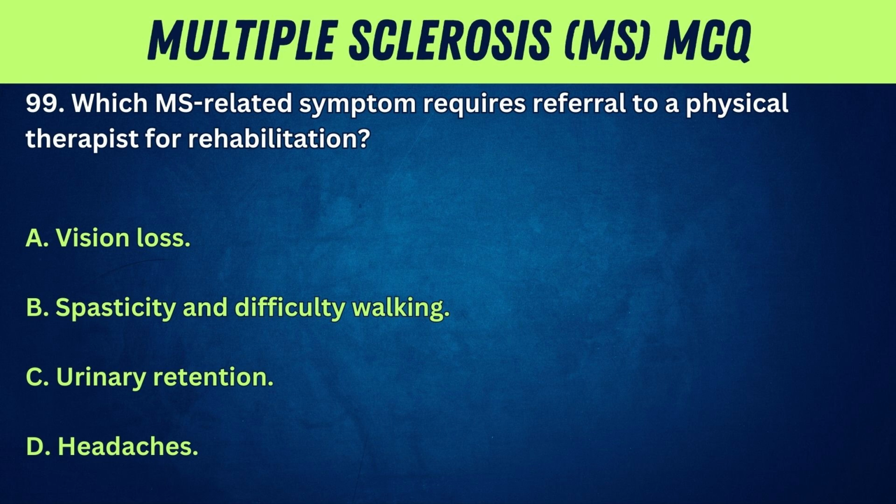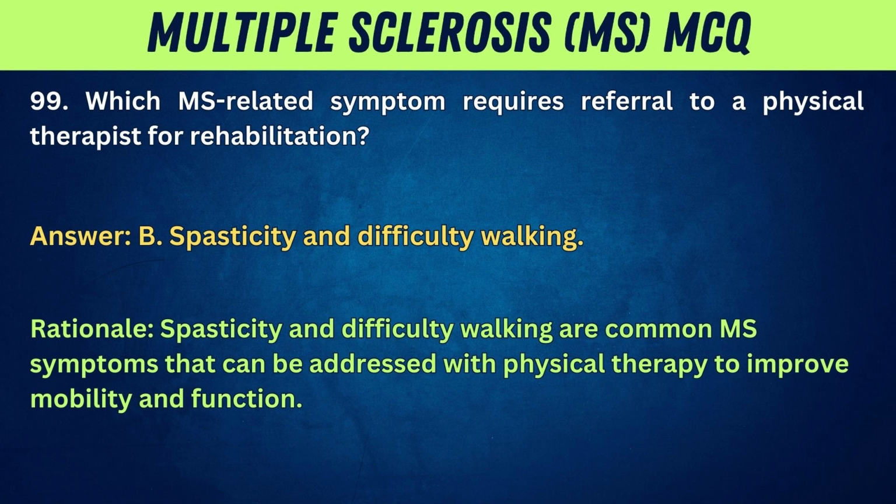Spasticity and difficulty walking. Rationale: spasticity and difficulty walking are common MS symptoms that can be addressed with physical therapy to improve mobility and function. Answer: B. Spasticity and difficulty walking. Rationale: spasticity and difficulty walking are common MS symptoms that can be addressed with physical therapy to improve mobility and function.